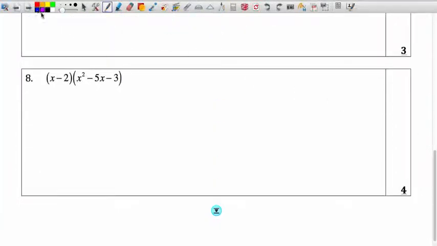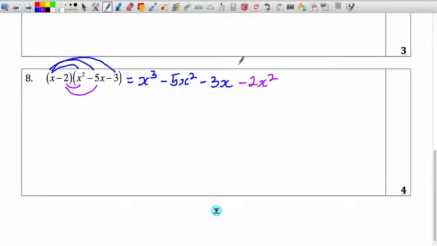Once again, same concept. We are using the rainbows, but this time with a binomial times a trinomial, we're going to in fact end up with 6 terms in the initial answer. And so we have x cubed minus 5x squared minus 3x, and then we need to do the same thing for the second term, minus 2x squared plus 10x, because a minus times a minus is a positive, and for the same reason plus 6.